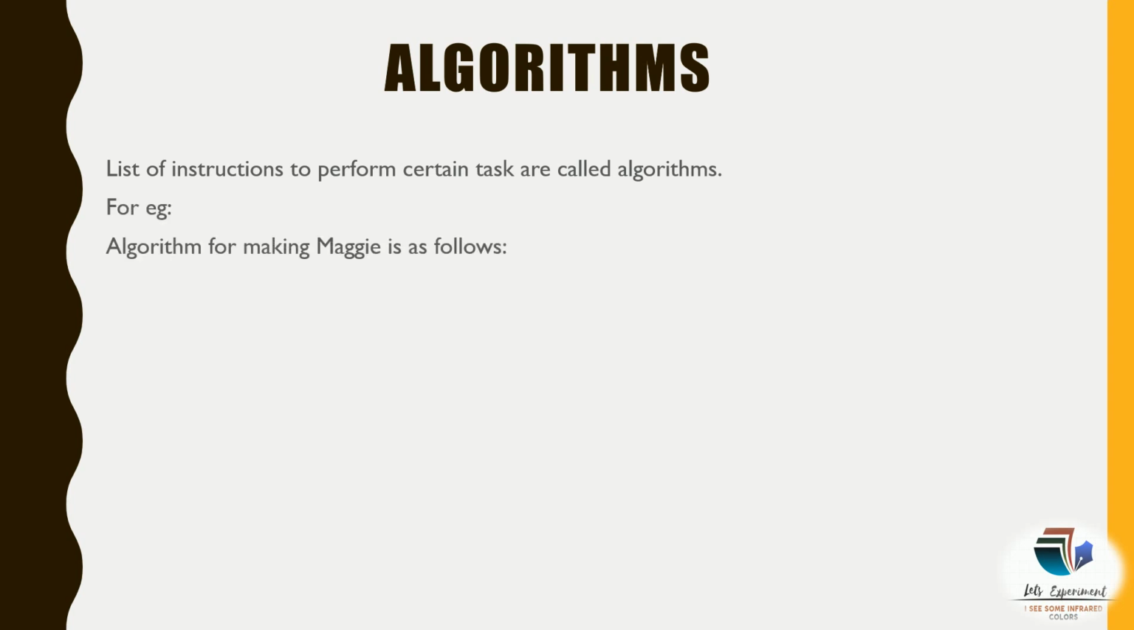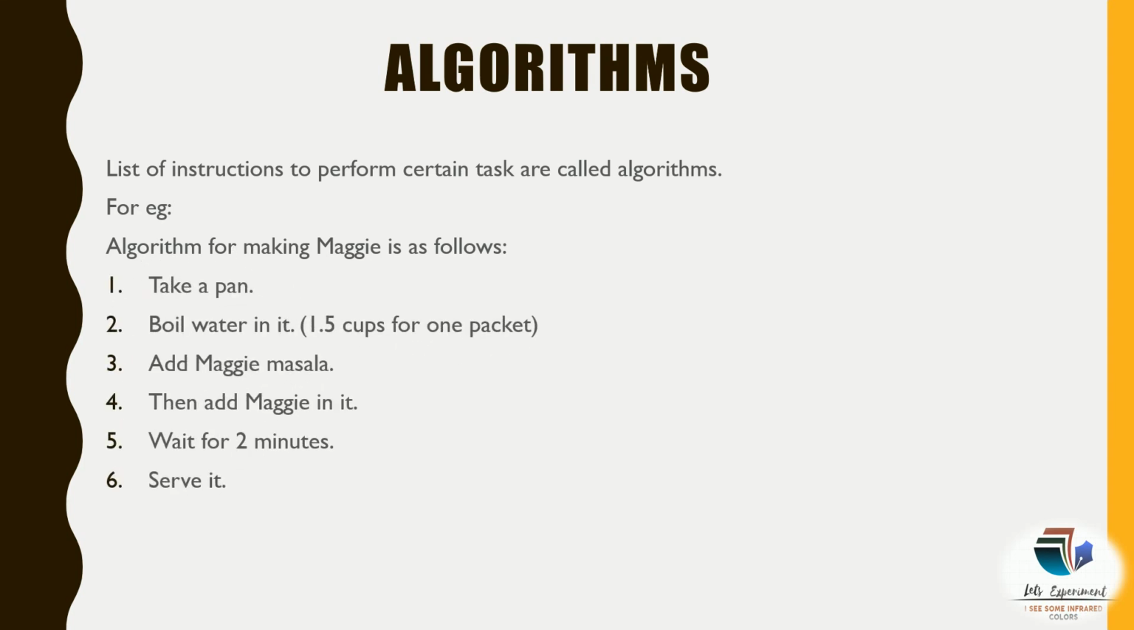So let us pick up a very common example. We learn about the algorithm for making Maggi. You will take a pan, obviously, a very simple algorithm. You will boil water. I take 1.5 cups for one packet. Then you will add Maggi masala in it. You will break the Maggi and add it in if you want to break it, that's your wish. Then wait for 2 minutes and yippee. Serve it in the bowl and your Maggi is ready. So these are very simple steps to make Maggi, and that means, in the language of computers, this is an algorithm to make Maggi. So I hope it was very simple.